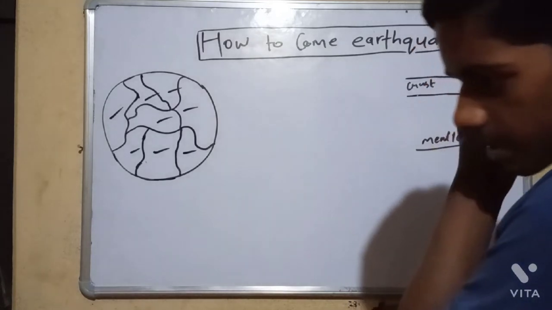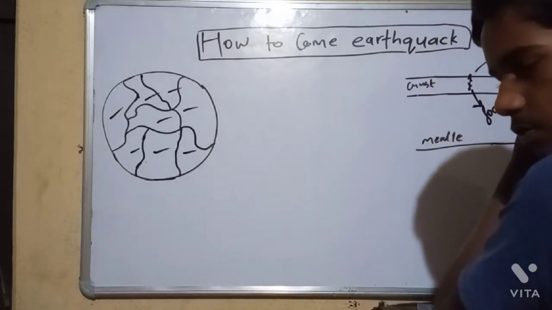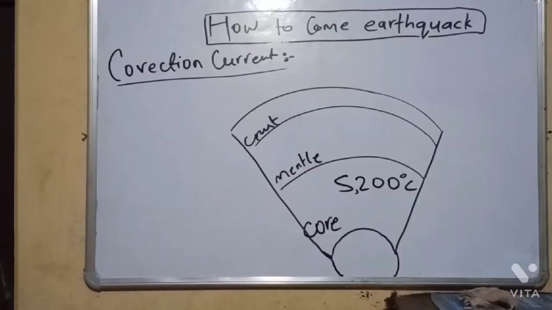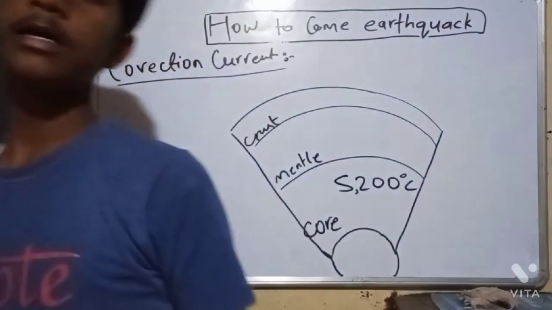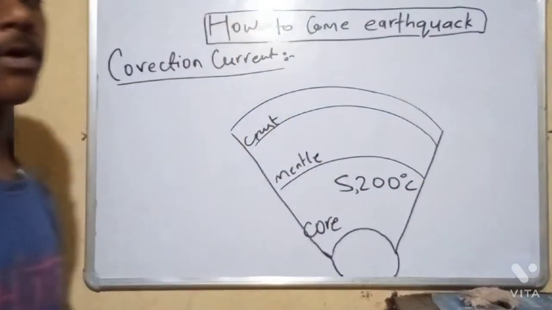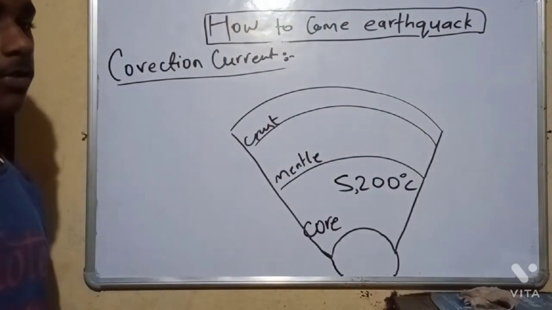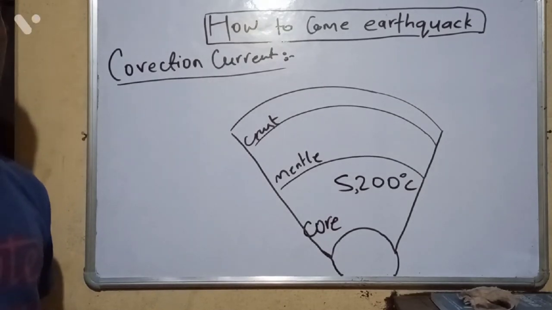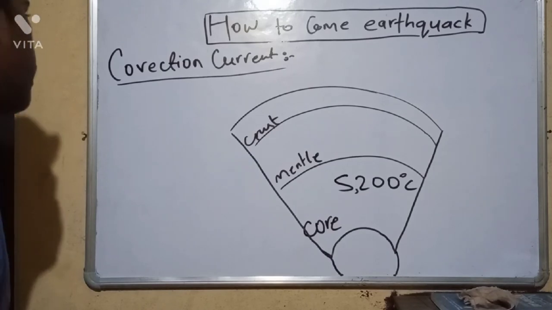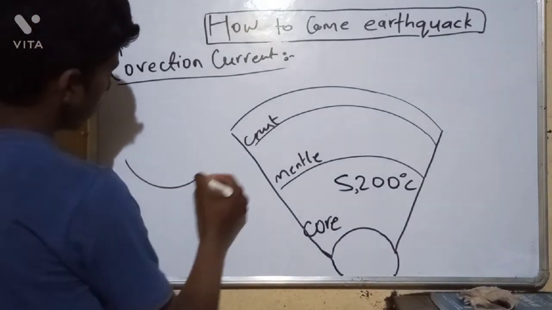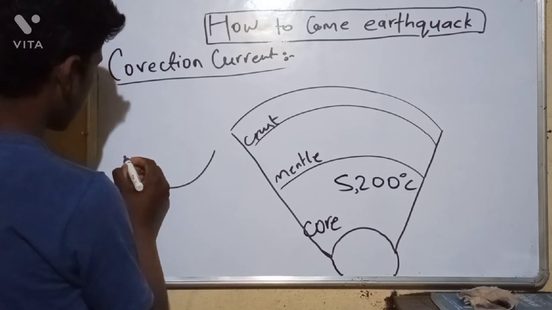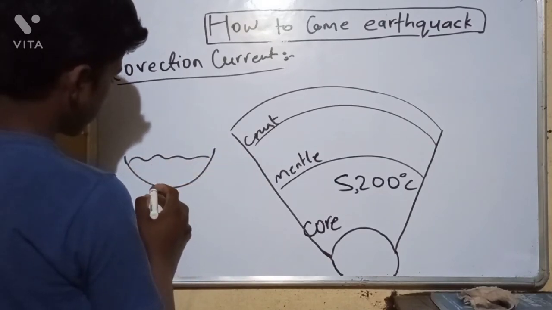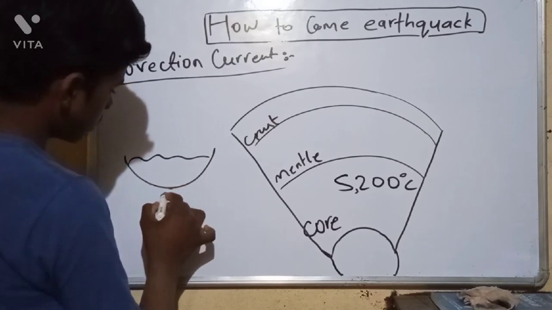Then we need to know convection current. Now we learn convection current with the help of a case of boiling water. Take a bowl. We fill it with water and then construct a heat source.